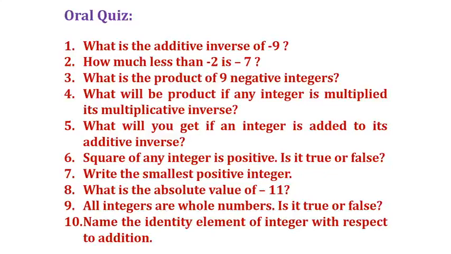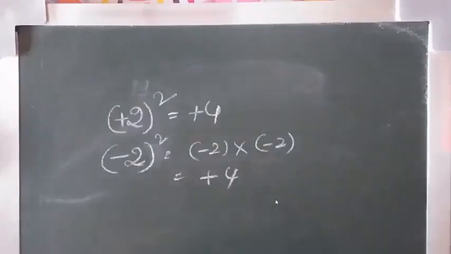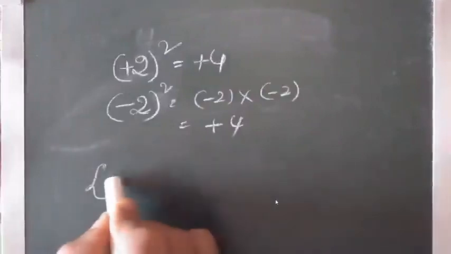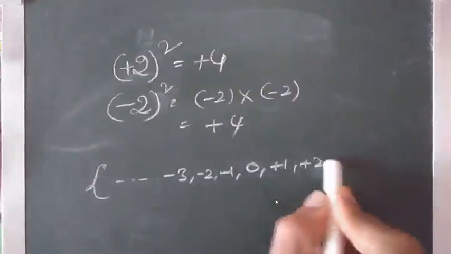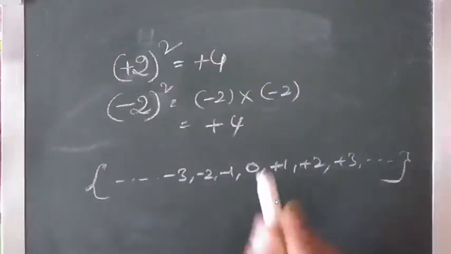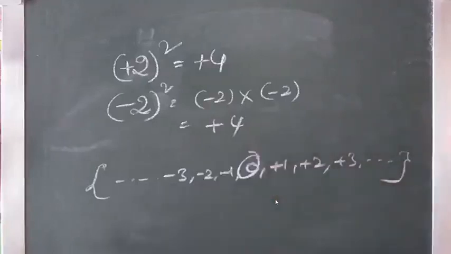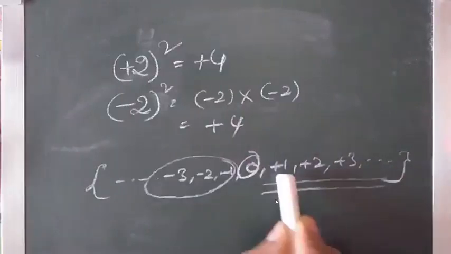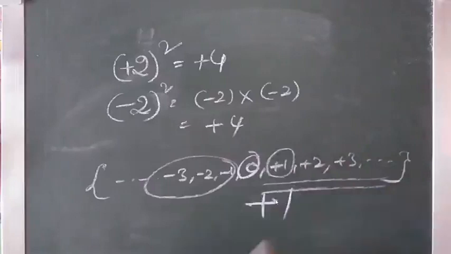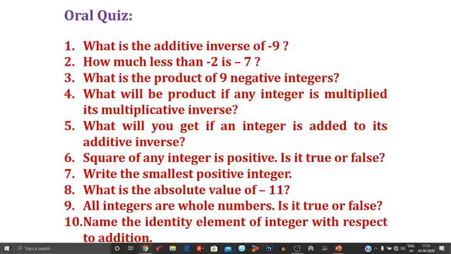Okay. So next, write the smallest positive integer. Smallest positive integer is what? +1. Why? If you take the set of integers, some -3, -2, -1, 0, +1, +2, +3, you are writing here. We know that 0 is neither positive nor negative. These are all negative numbers. The positive integers are only these. So what will be the smallest positive integer? Plus 1.